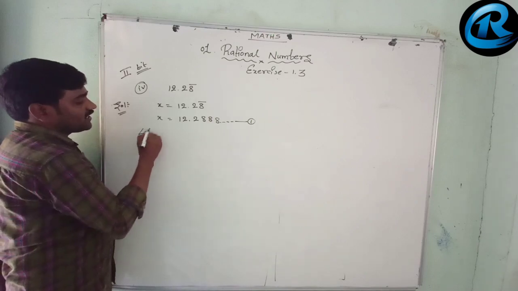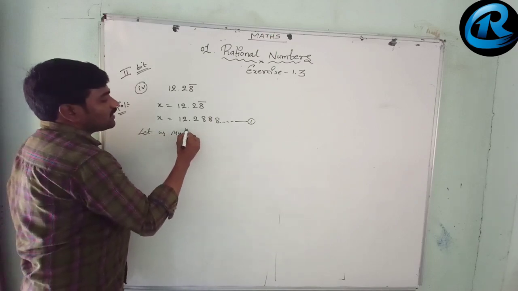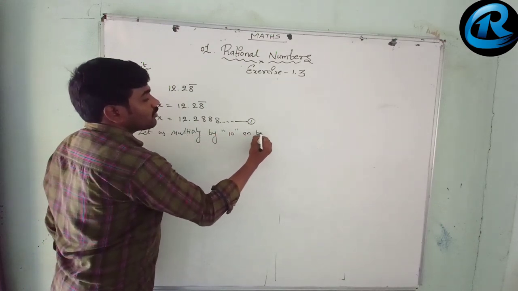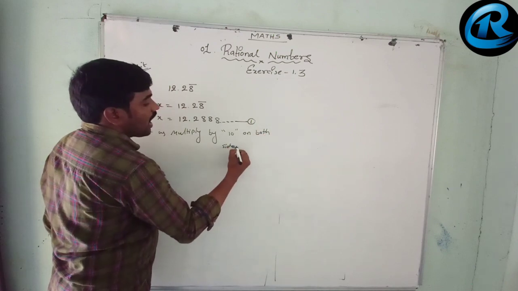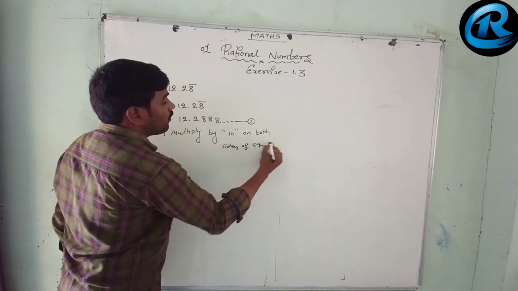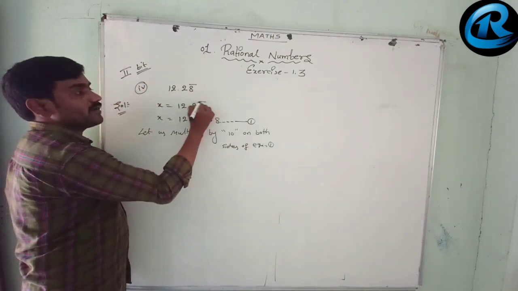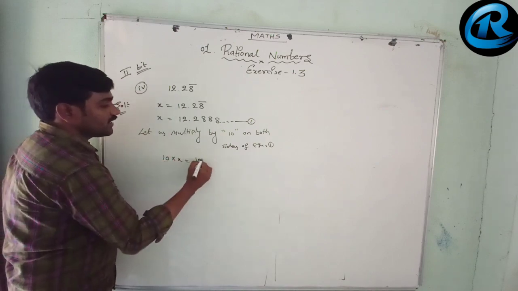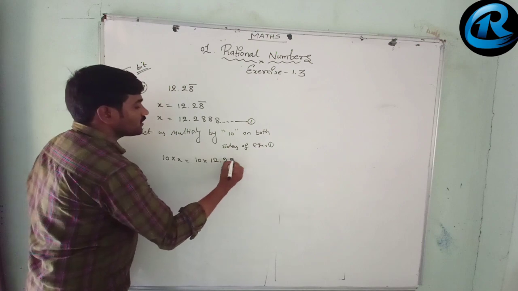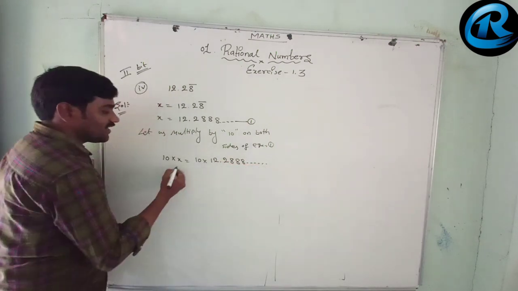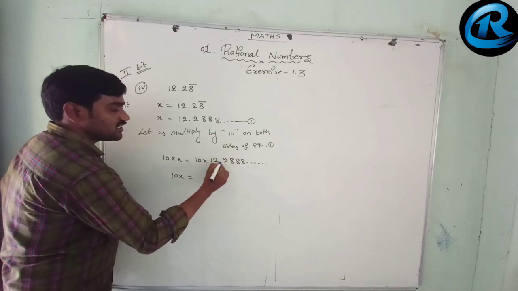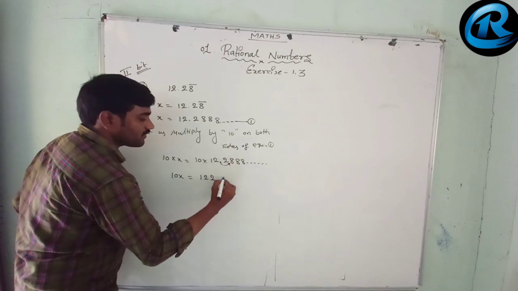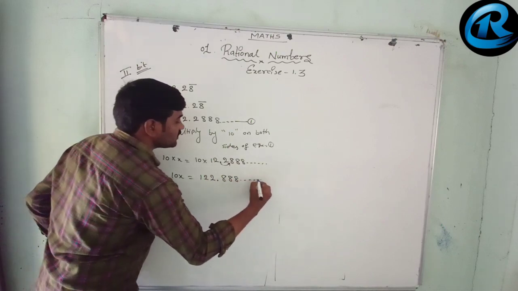Now let us multiply by 10 on both sides of equation number 1. Why do we have to multiply by 10? Because only one digit is repeating, no? So 10 into x equals 10 into 12.288 and so on. That is 10x equals, the decimal point will move one digit because we are multiplying by 10, so 122.888 and so on. This is equation number 2.